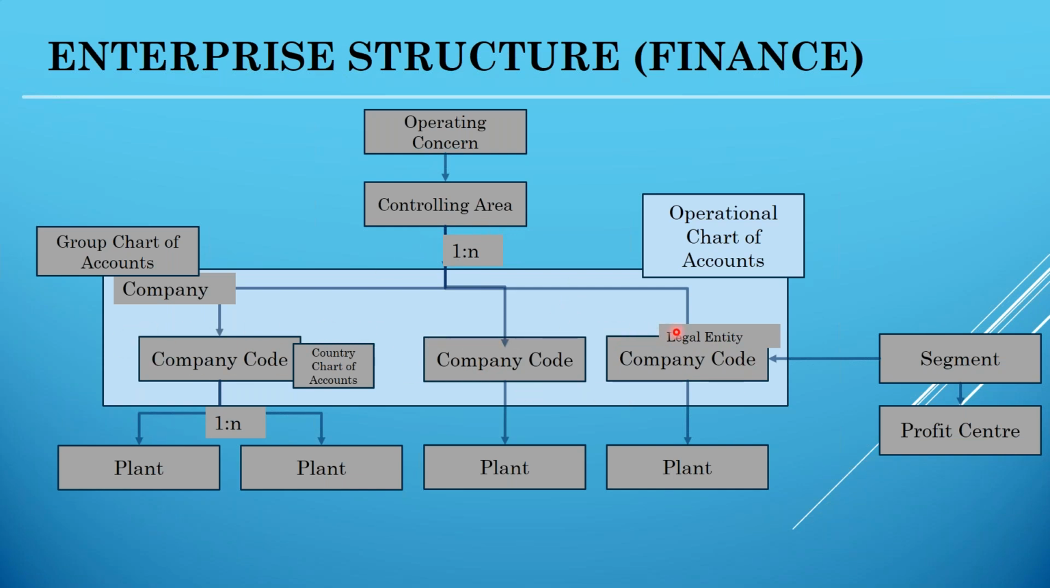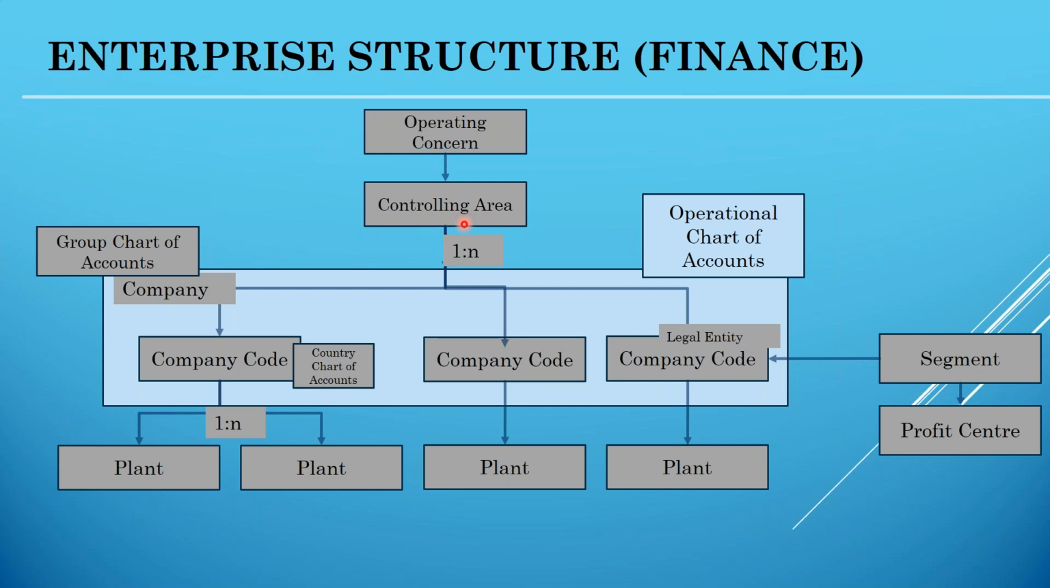They all need to have the same operational chart of accounts. We'll come to that in a bit. What is the operational chart of accounts? It's the list of general ledger accounts. So they need to have the same chart of accounts assigned to them, so that they could use the one consolidated controlling area.